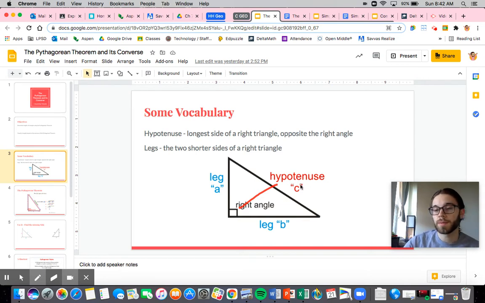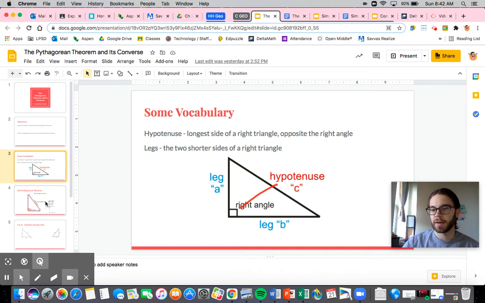So this is the hypotenuse. Usually you denote it with C. And then you have the two legs, which are the two other sides, the two shorter sides. You typically call them A and B. They're really kind of interchangeable, which one you feel like calling A and B, but they are called A and B.